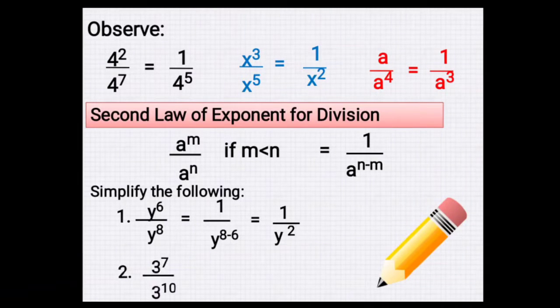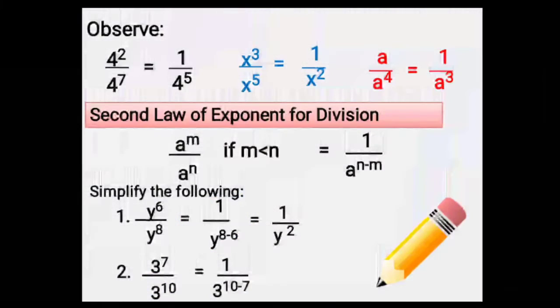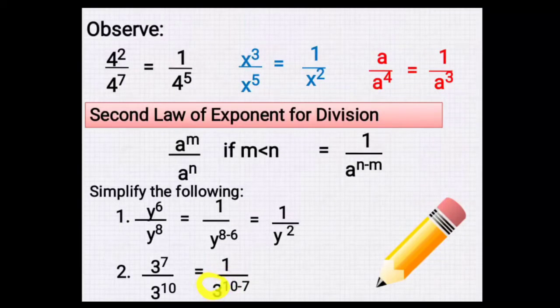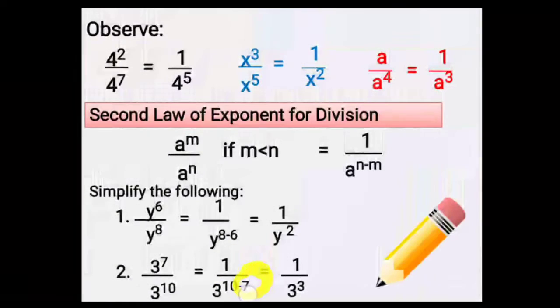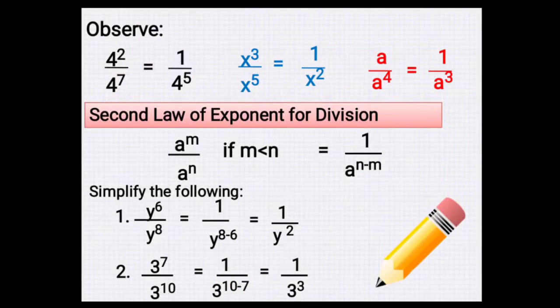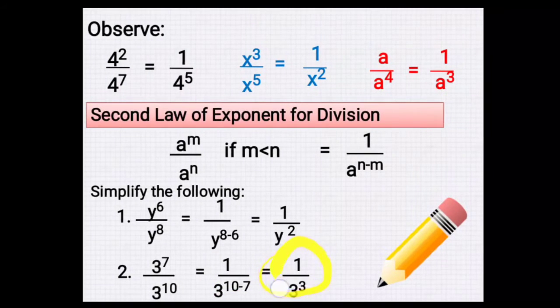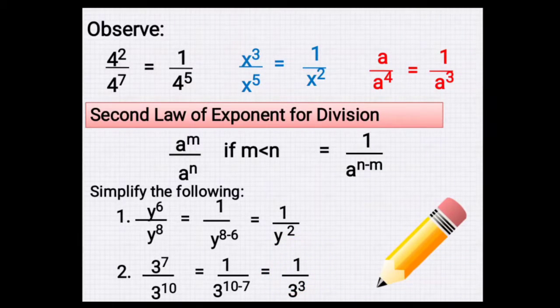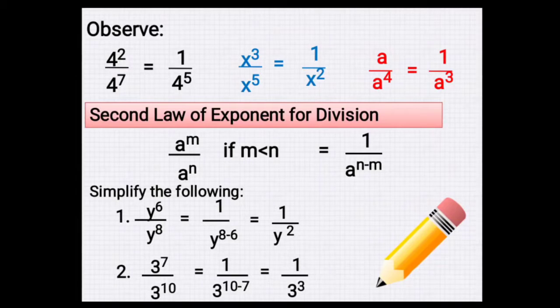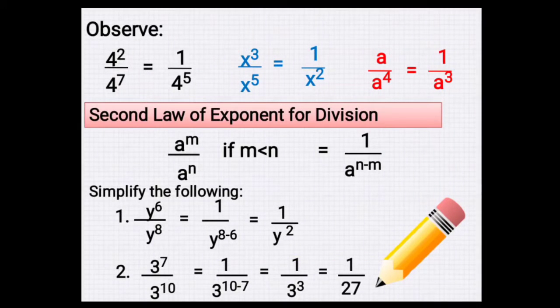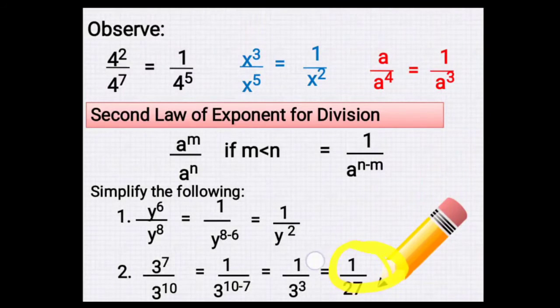Okay, let's try this. 3 to the 7th power divided by 3 to the 10th power. So, on this format, we have 1 over 3, our base, raised to the higher exponent, 10, minus the lower exponent, 7. So, 10 minus 7 is 3. Therefore, this is 3 cubed. Okay, that's why we have 1 over 3 cubed. And when we simplify that, 3 cubed is the same as 3 times 3 times 3, that is 27. Our answer is 1 over 27.